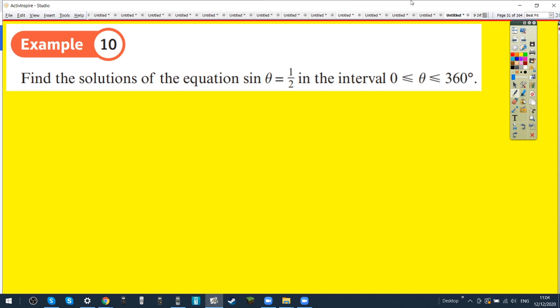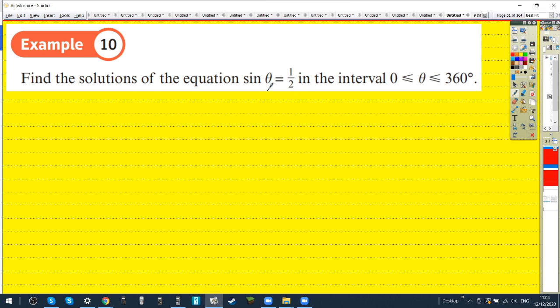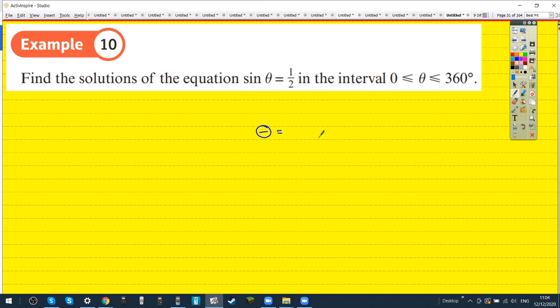So would you substitute the half for theta? You wouldn't, okay. Solve theta equals, how do you get that? Sine on both sides, or could you divide by sine? What is the opposite of sine? Inverse sine. Yep.